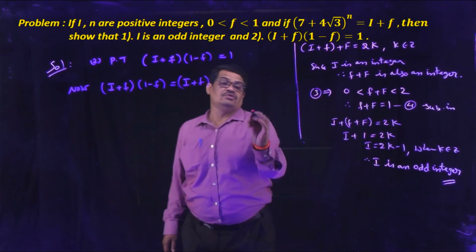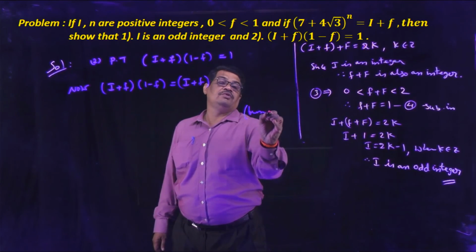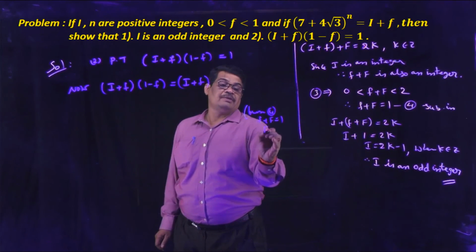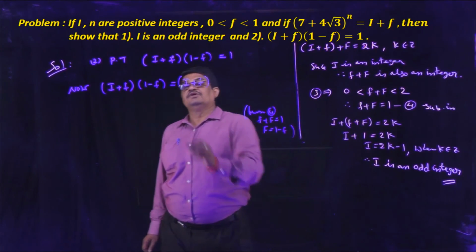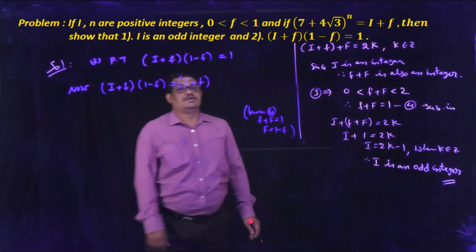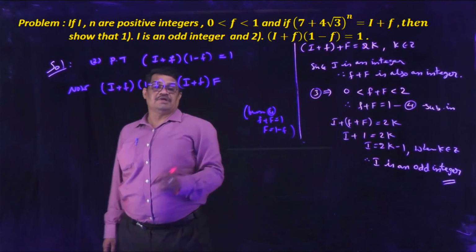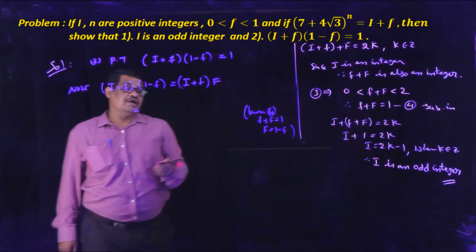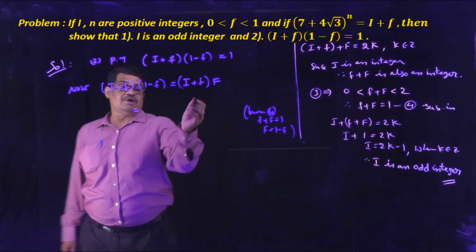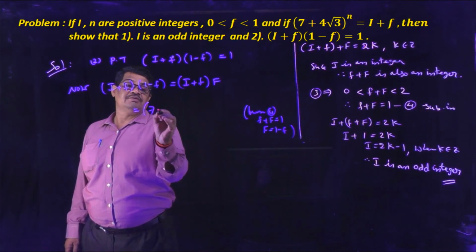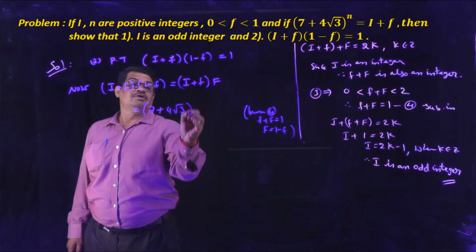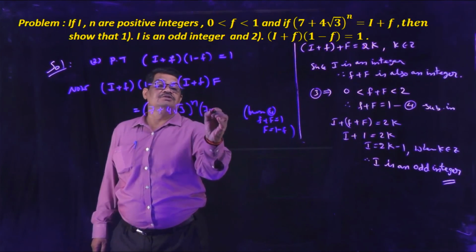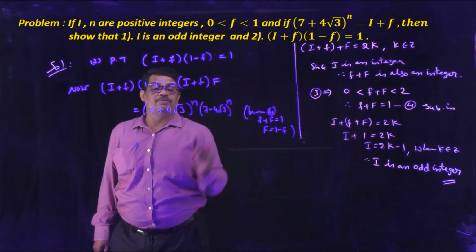From equation 4, small f plus capital F is equal to 1, so capital F is equal to 1 minus small f. This 1 minus small f can be written as capital F. What is I plus f? I plus small f is given, that is 7 plus 4 root 3 whole power n. Capital F we are assuming is 7 minus 4 root 3 whole power n.